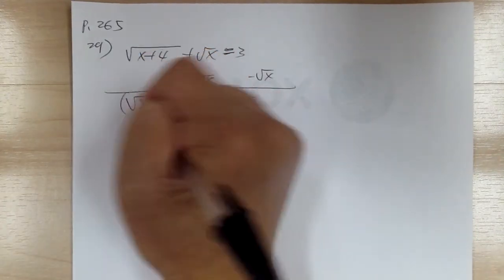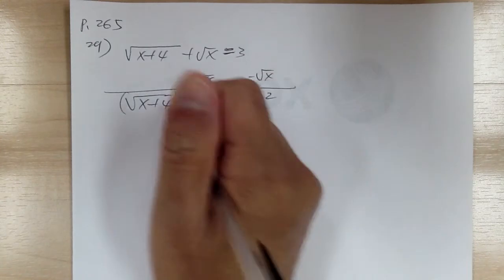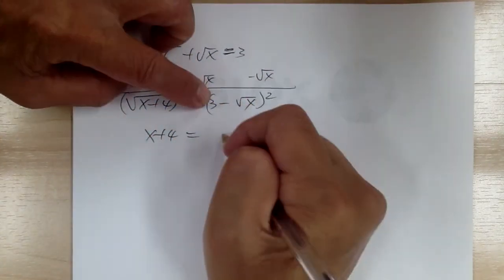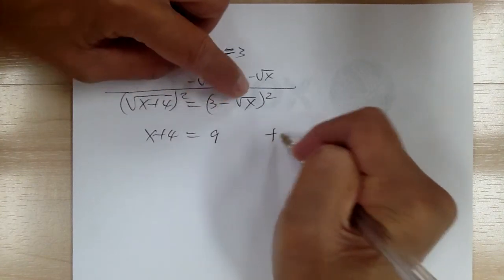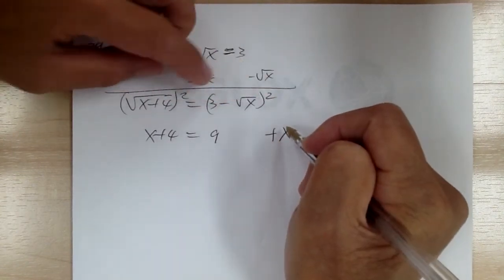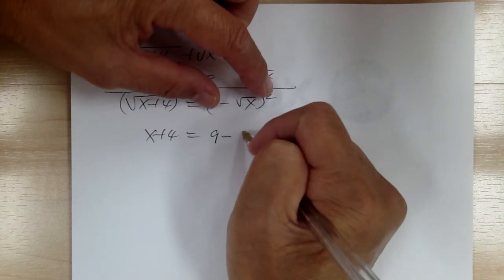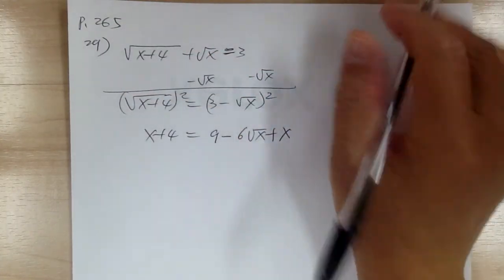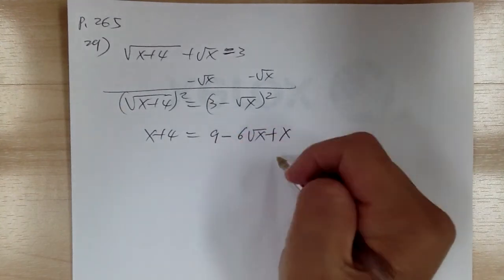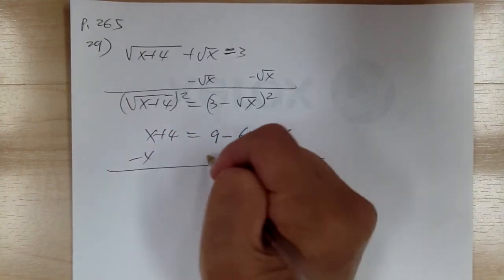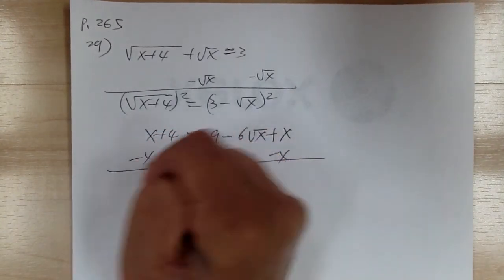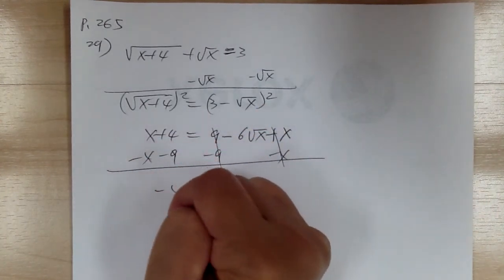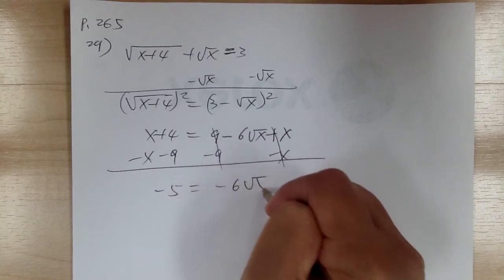After that, square both sides. So this cancels out, and you get x plus 4 equal to, when you square that, you get 9, plus x, and the middle term, the sign would be minus, the number would be 6, and the variable would be the square root of x. So you just have to repeat the process. Now you have to isolate this one. So minus x on both sides, then minus 9 on both sides, so that this cancels out. So you get negative 5 equal to negative 6 square root of x.